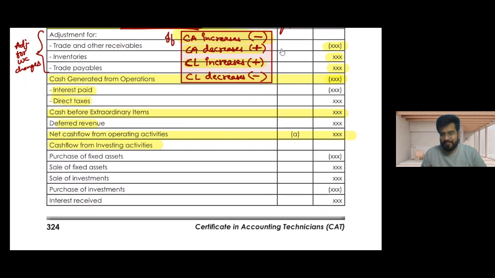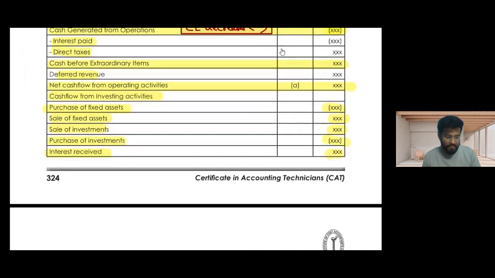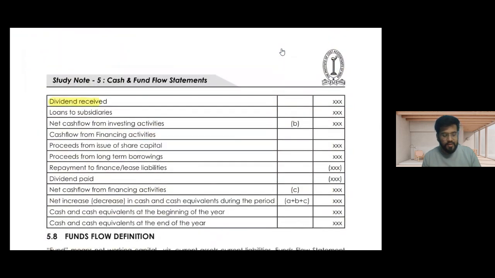Everything else is same, my dear. Rest, purchase of fixed asset is a negative because you have purchased it. Sale of fixed asset is a positive. Sale of investments positive. Purchase of investment minus. Interest received plus, cash coming in. Plus dividend received again plus. Loan to subsidiaries again plus, that is an investment. Then we have got the net cash flow from investing activities.